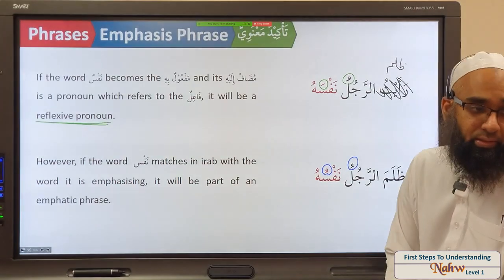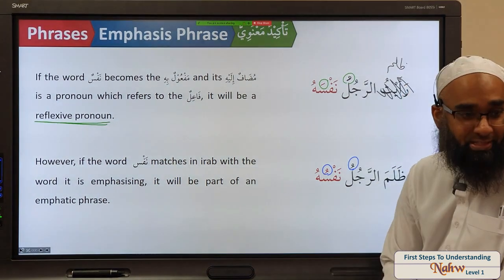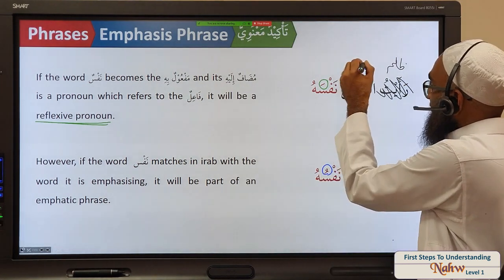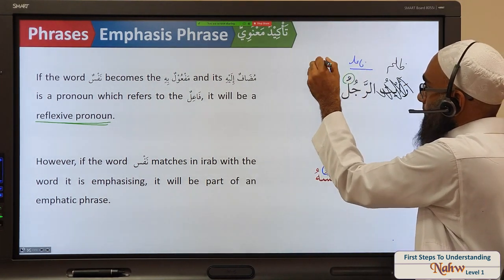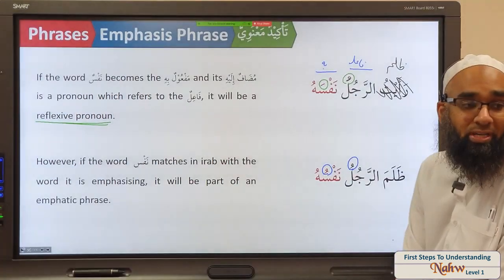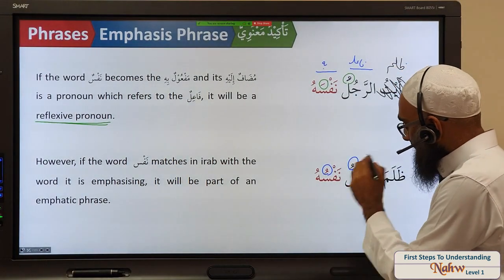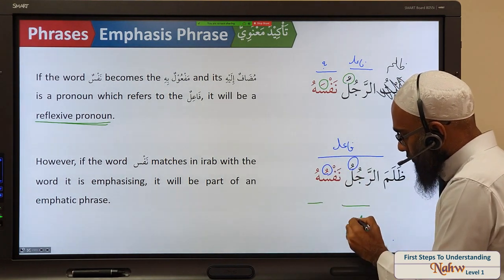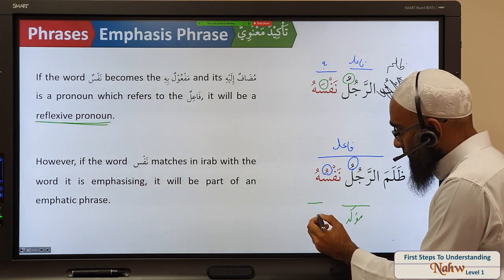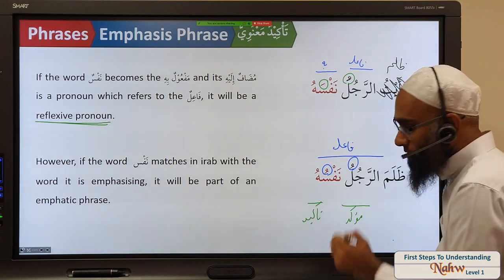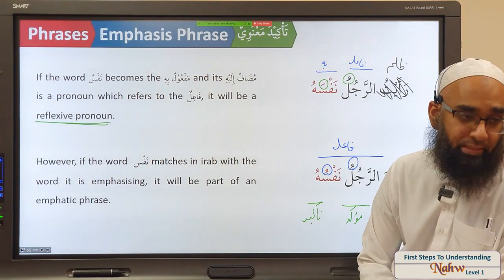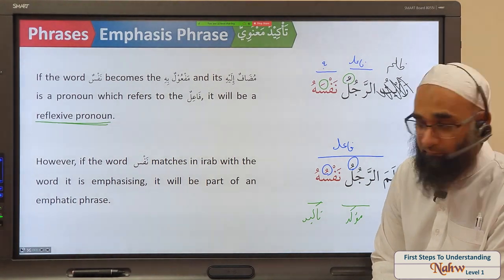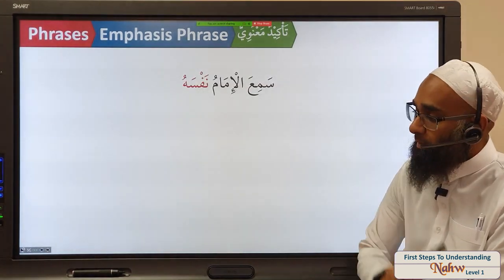nafs is also marfu. So now we know what kind of structure this is. This is mu'akkad ta'kid. So this is simply a maf'ul bihi, and we see this is a reflexive pronoun: the man wronged himself. And in this example, this whole thing becomes a fa'il. Why? Because they match in i'rab. So we say ar-rajul is mu'akkad, and nafsuhu becomes the ta'kid. Yes? You got it? Understood? So for example here.